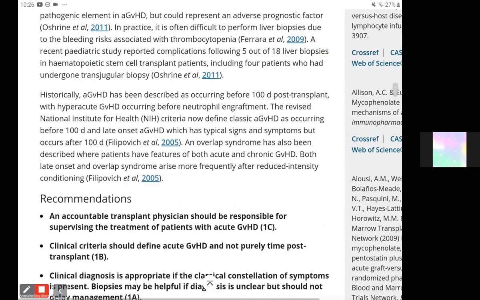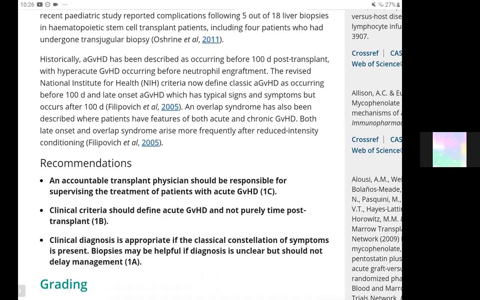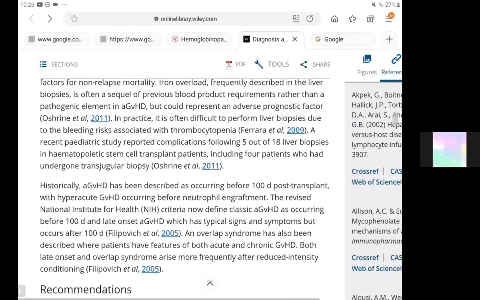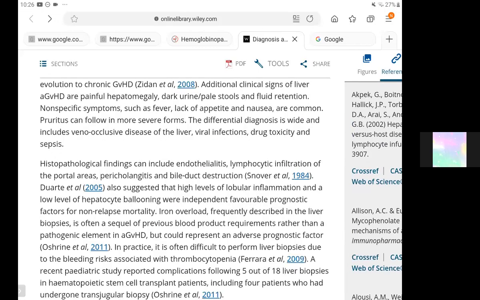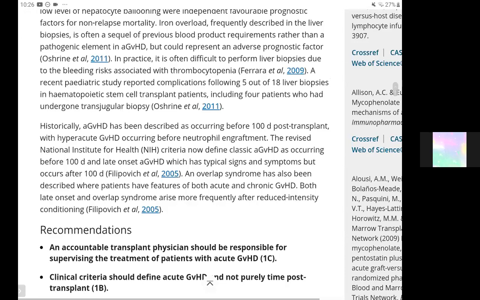Now, because of course we have this differential which is so wide, and this could include veno-occlusive disease of the liver also, and even viral infections and drug toxicity. So because of this close differential, we would actually have a lot of overlapping factors.